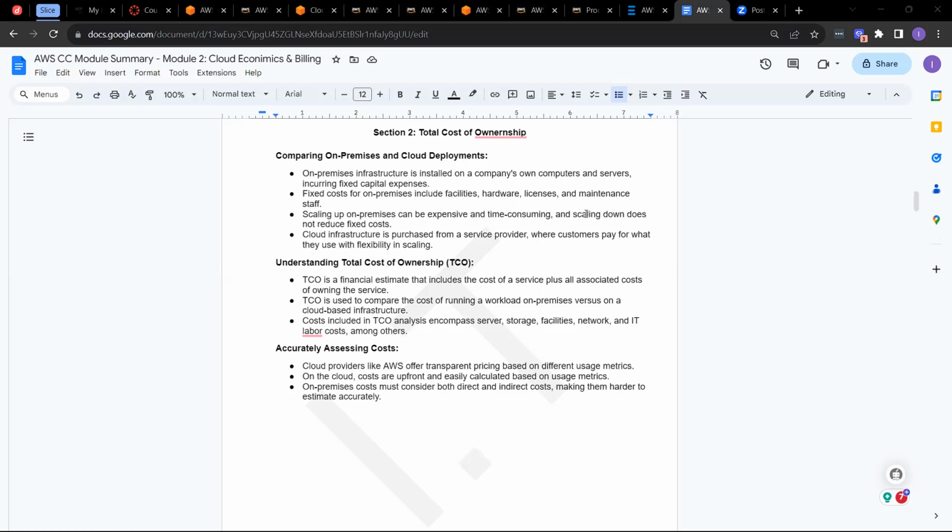Through our models, there was a comparison between the on-premises deployment and the cloud deployment, right? The on-premise infrastructure is installed on a company's own computers and servers, so you incur a fixed capital expenditure. These fixed costs include the facility, the hardware, the licenses you have to buy, and the maintenance staff as well. Scaling up can be time consuming and expensive, and scaling down does not reduce the fixed cost anyway.